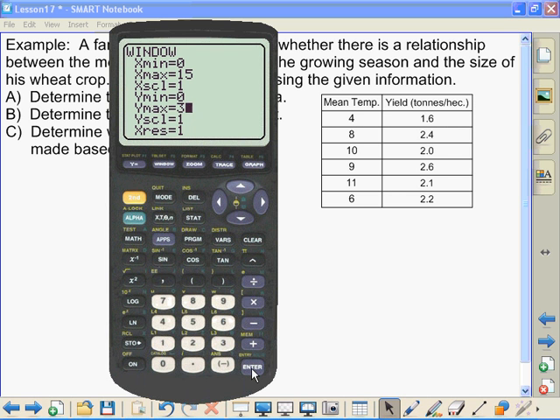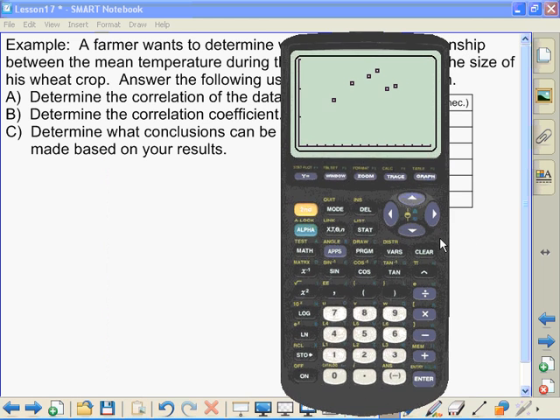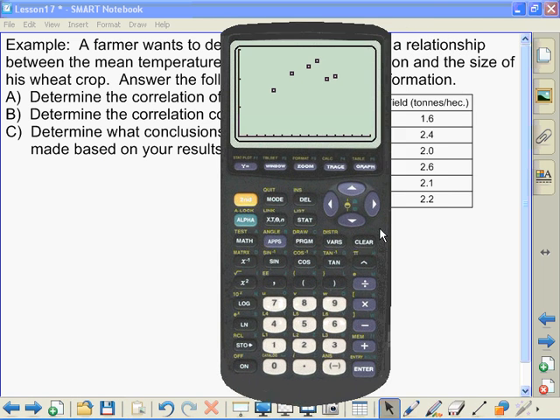What this does is it produces a graph that's specific to the information you're given. You want to make sure your window's set right, so when you hit the graph button, the data points are all there for you. Okay? So looking at the question asked here: determine the correlation of the data and determine the correlation coefficient.